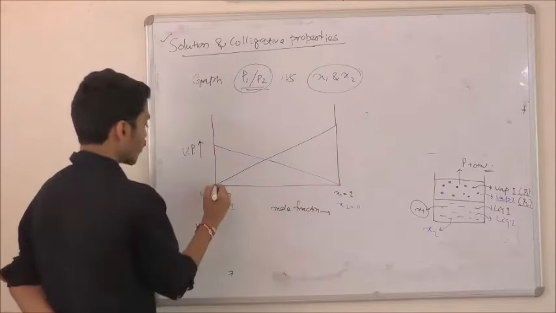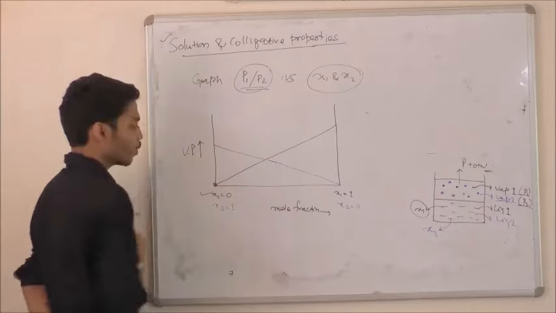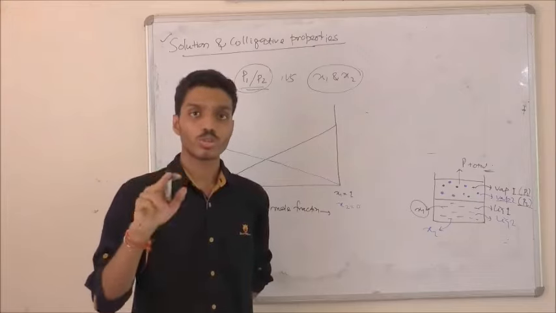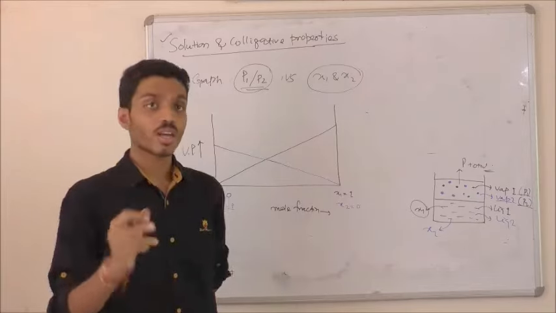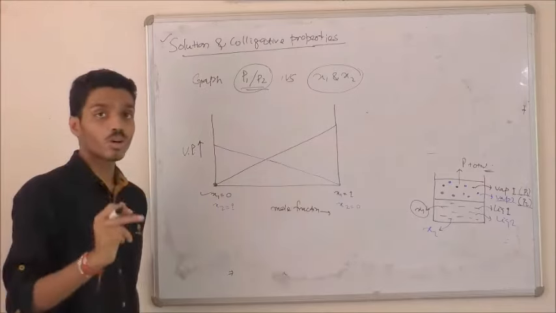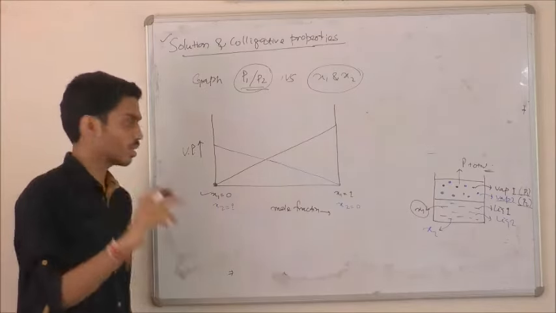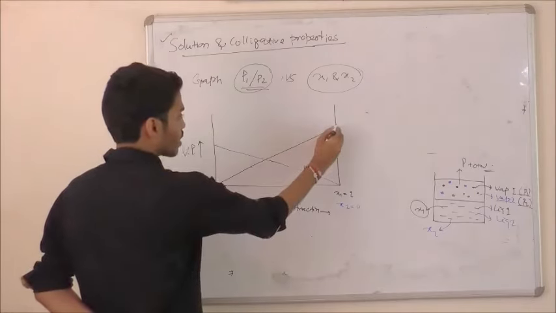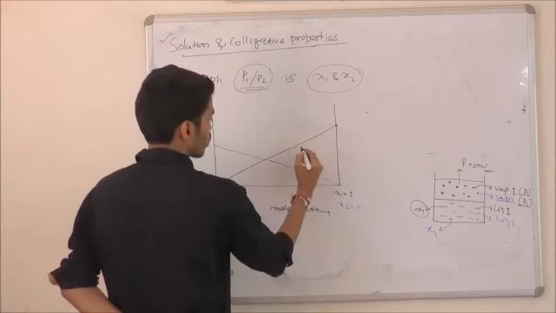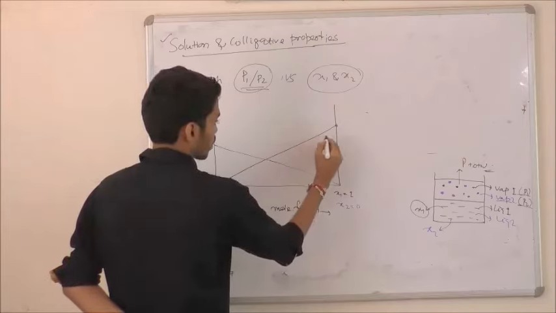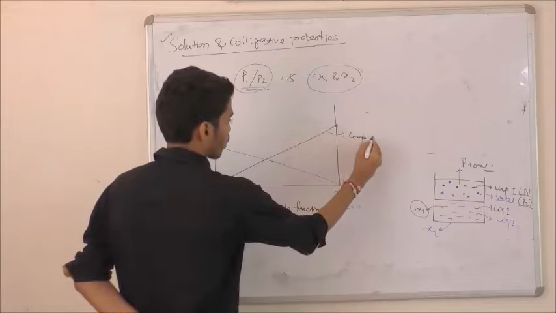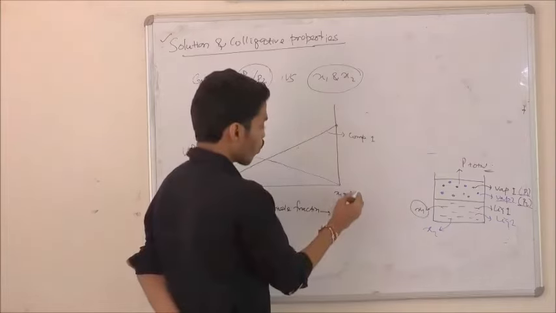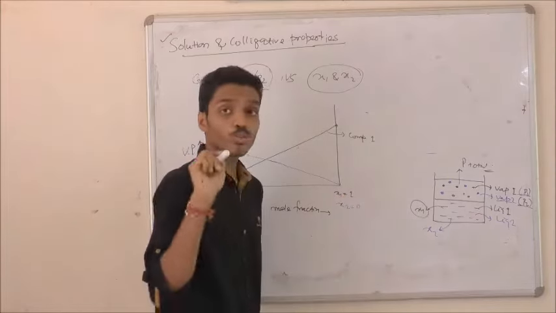Okay. So when the mole fraction of component 1 is 0, the vapor pressure due to it is also 0. And when we increase the mole fraction of component 1 in the solution, vapor pressure will also increase, because according to Raoult's law, vapor pressure increases if mole fraction increases. So here you can see when the mole fraction of component 1 increases, its vapor pressure also increases. So this is the graph for component 1.